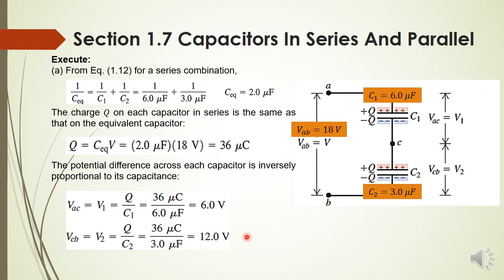As a checking, 18 volts is a combination of each of V1 and V2, and 12 plus 6 volts is equal to 18 volts. Okay, again, the charge Q on each capacitor in a series is equal to 36 microcoulomb.